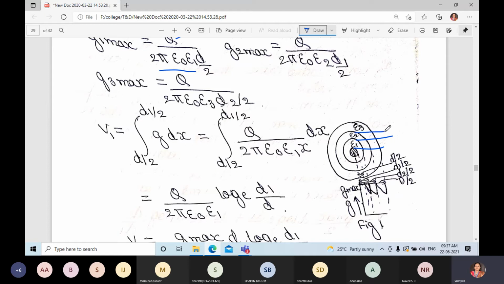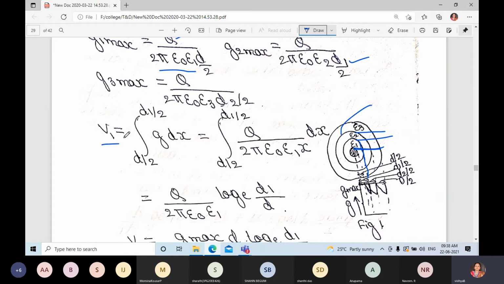Okay, they consider this one. First layer, they have considered the distance of the first layer. That means if we are writing the G1 max equation, then the first layer diameter is small d by 2, and the second layer like this, till this distance the diameter is d1 divided by 2. So for the second equation, d1 divided by 2, and for the third equation they have written d2 divided by 2. That means this layer diameter they have taken.